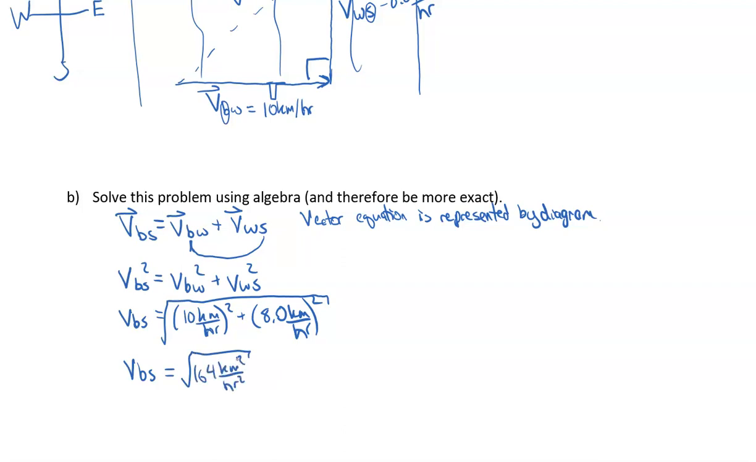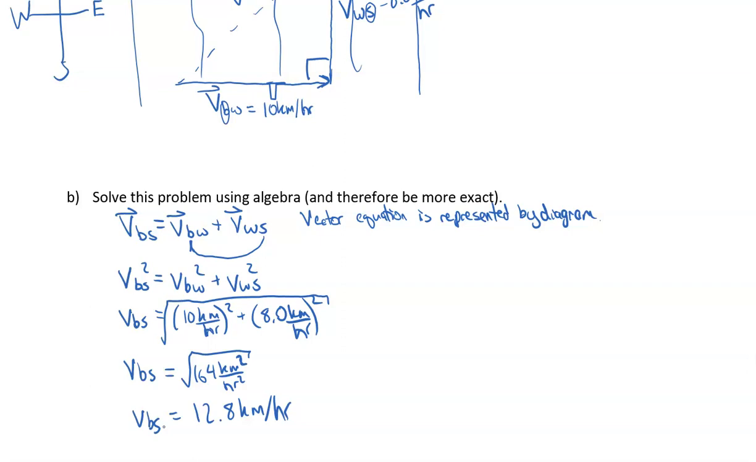And if you notice, when we square all this, the square root of these units gives us kilometers per hour, and it's 12.8 kilometers per hour. That's the velocity of the boat relative to the shore.